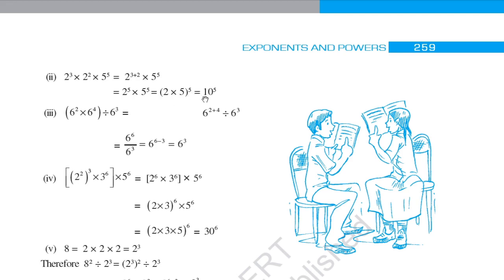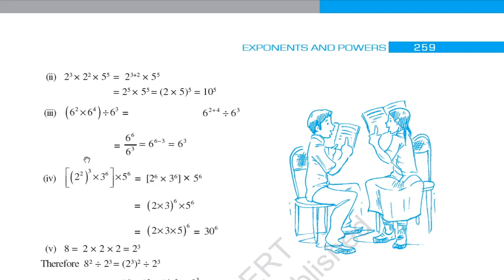Here also you can see 6 to the power 2 into 6 to the power 5 divided by 6 to the power 3. First you will do this: when you multiply, they have the same bases, so the powers get added. So 6 to the power 7 divided by 6 to the power 3. Bases are the same, so this will get subtracted. So 7 minus 3 is equal to 4. That means 6 to the power 4.